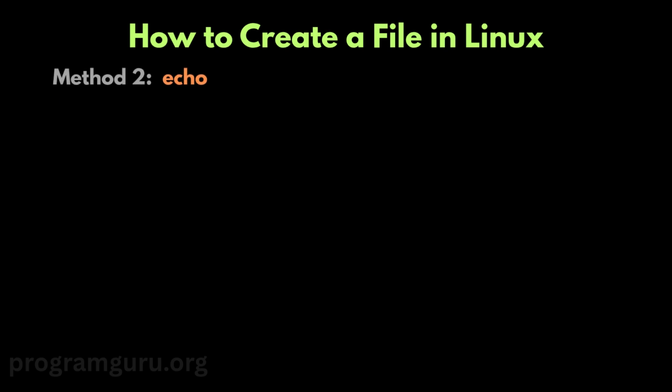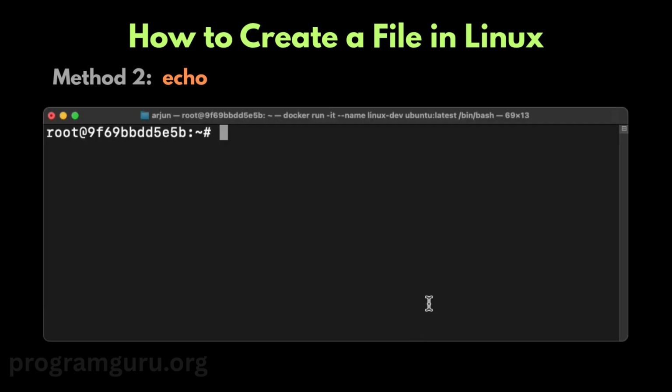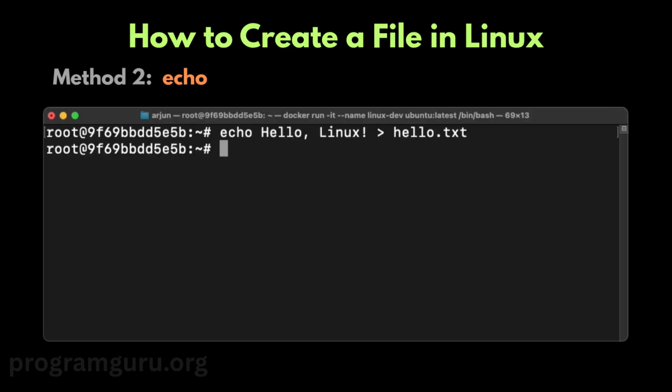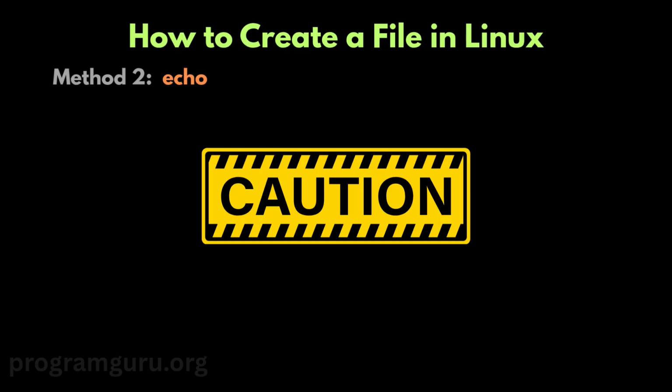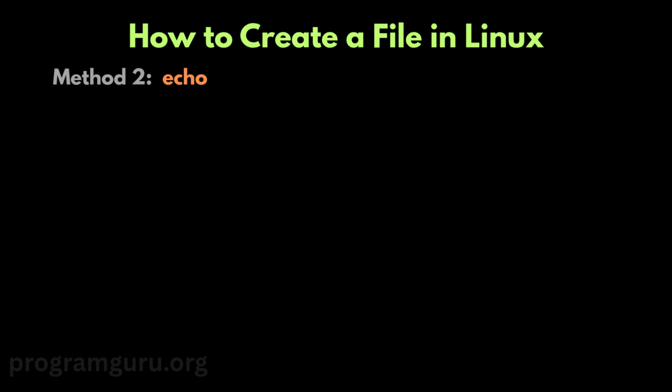Method 2. Using echo with redirection. Next, you can create a file with some content using the echo command and the redirection operator. Here's an example. echo "hello Linux" > hello.txt. This command creates a file called hello.txt and writes the words hello Linux into it. One important note. If hello.txt already exists, using the greater than symbol will overwrite the file, so use it with caution.